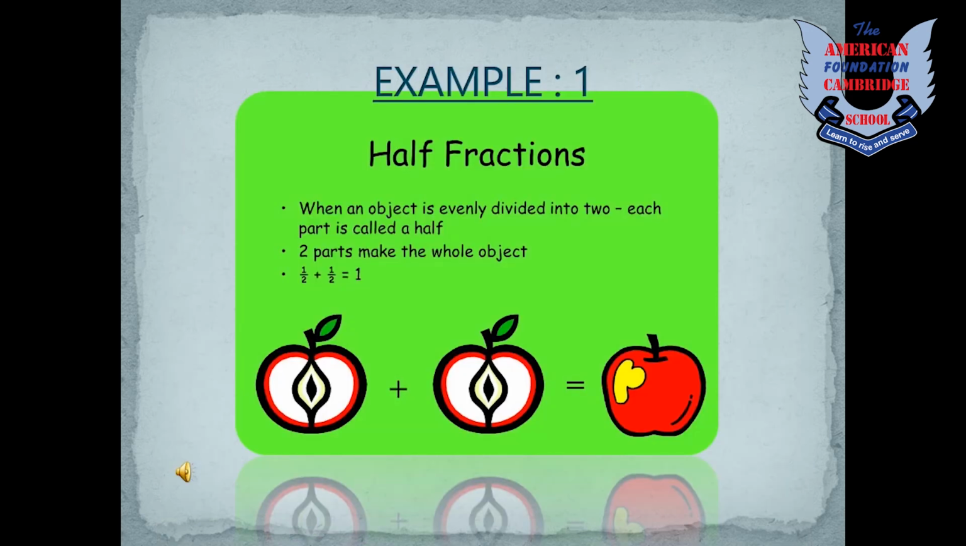Here again another example of half has been given. As you can see here, two halves of an apple have been given, and when they combine together they make the whole. It means two equal halves make one whole. Okay kids?